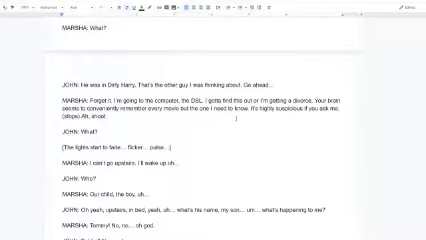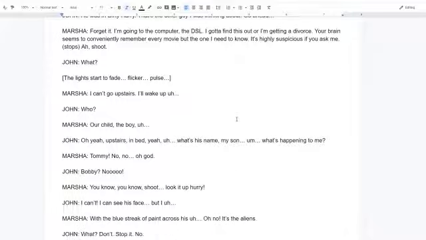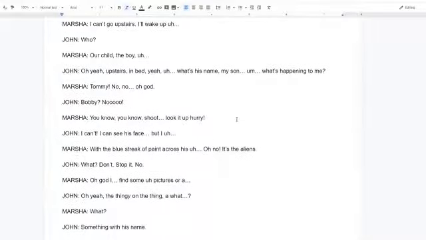Forget it. I'm going to go to the computer, DSL. I gotta figure this out, or I'm getting a divorce. Your brain seems to conveniently remember every movie but the one I need to know. It's highly suspicious if you ask me. Ah, shoot. What? I can't go upstairs. I'll wake up, who? Our child, the boy. Oh yeah, upstairs in bed.